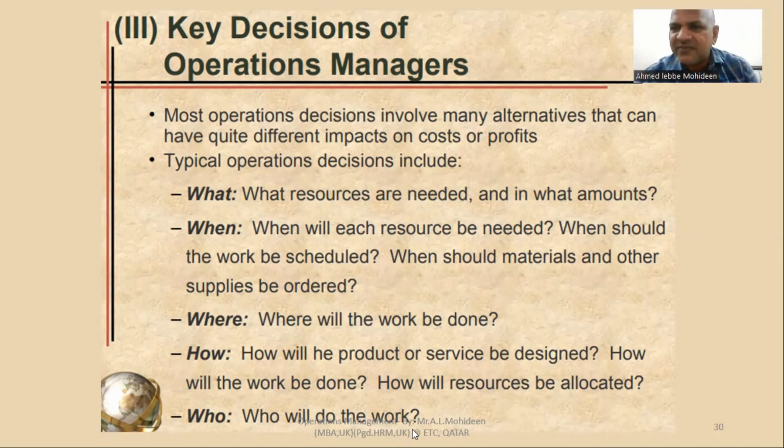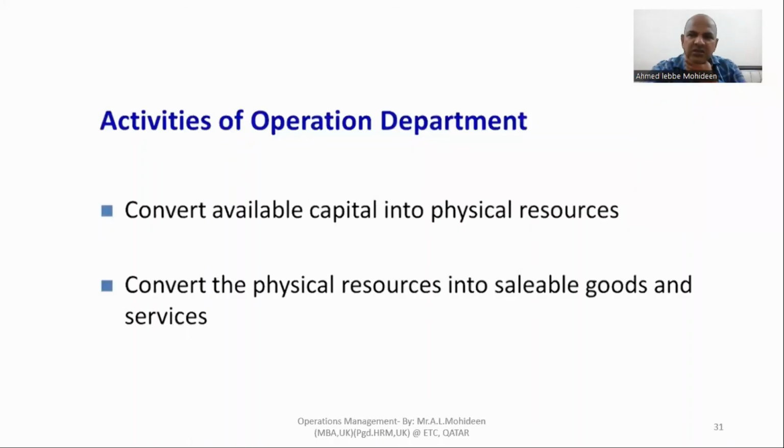These decisions an operation manager will take. If there is a people shortage, he has to think about how to bring people into the system. If there is a material shortage, he has to think about how to bring the materials. If there is a problem in the process, he has to think about how to simplify the process of making. So he has to take decisions in this kind of operational process by asking certain WH questions. Okay? What, when, where, how, who?